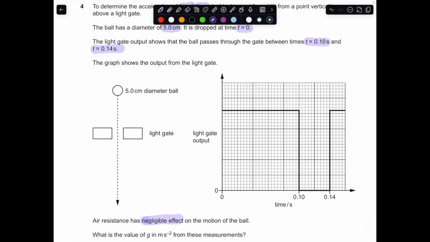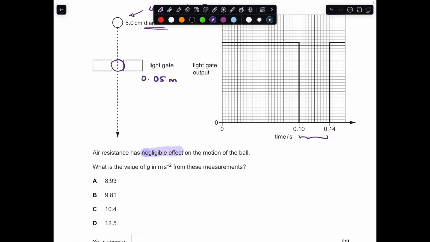We know it starts from rest, so when t is equal to 0, u is also equal to 0. And it covers a distance of 0.05 meters, which is the diameter of the ball. The time it takes to cover that distance is 0.04 seconds. So we can work out the average velocity with which it's moving through the light gate, and that would be just 0.05 over 0.04 seconds, which is 1.25 meters per second. Okay, that's the first thing.